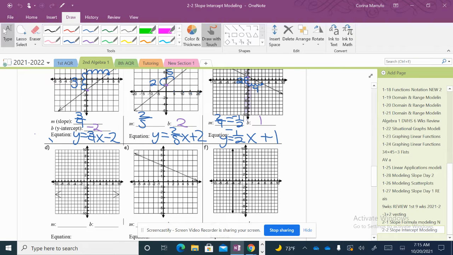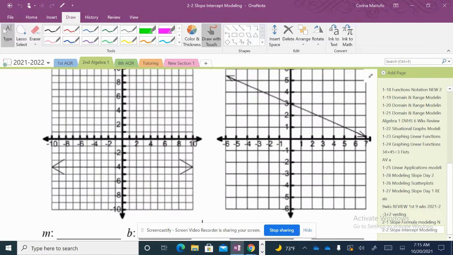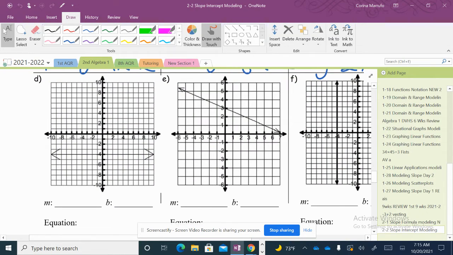Okay, so we're gonna finish up the rest of the modeling. So if we look here, on this one we do have a horizontal line. So remember, whenever we have a horizontal line, our slope is 0. So here our slope is 0.